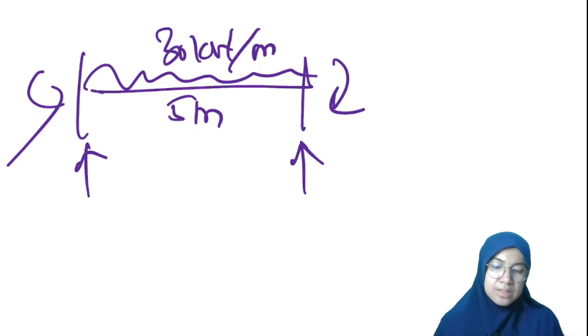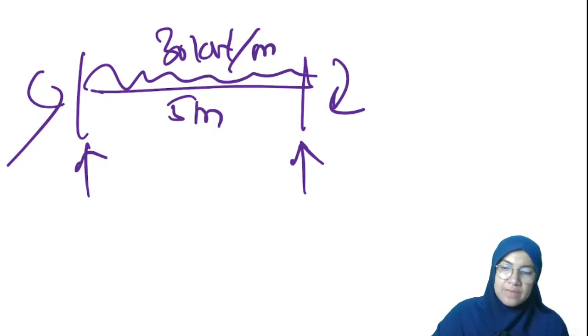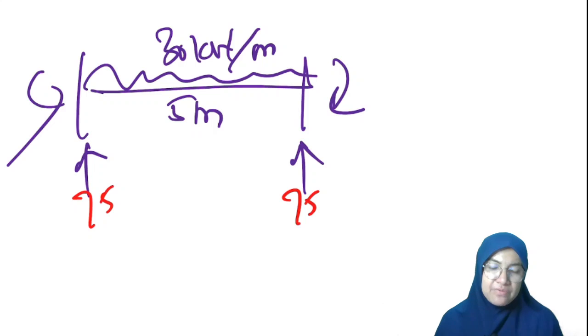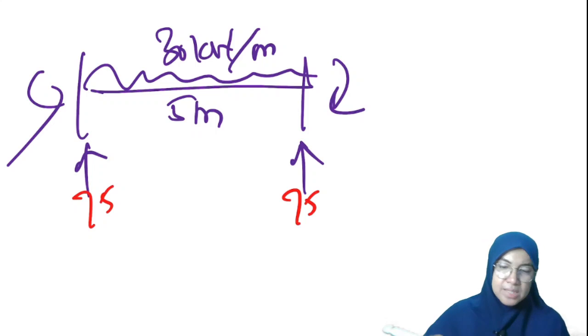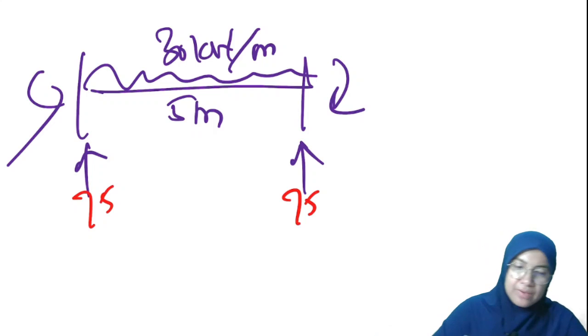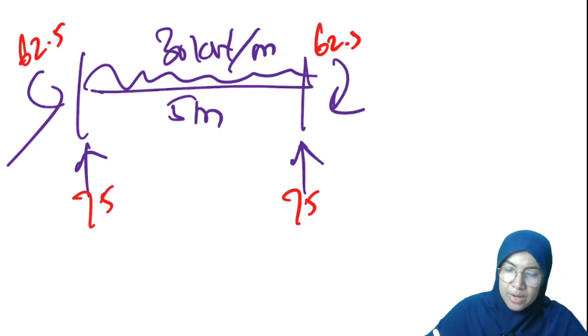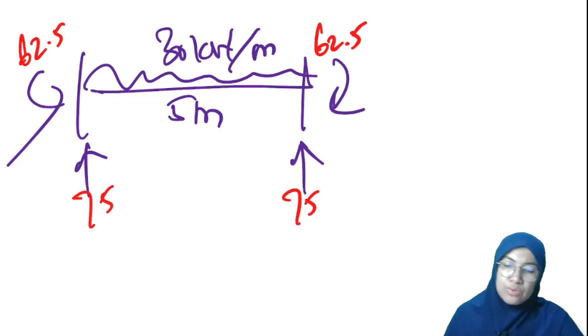Okay, it is 30 times 5 over 2, which is 75. The moment is WL squared over 12. W is 30 and L is 5, squared, divided by 12. So we get 62.5. Both ends have 62.5, and so we need to compare.